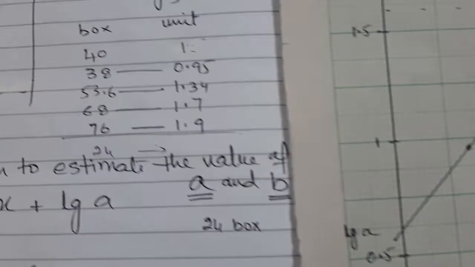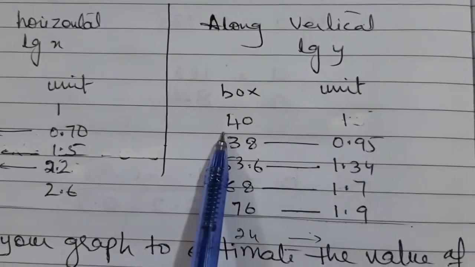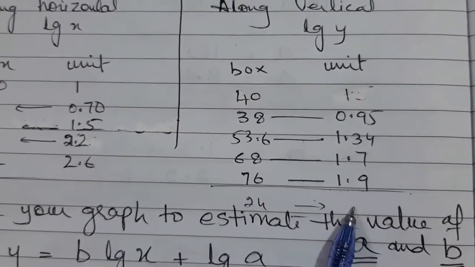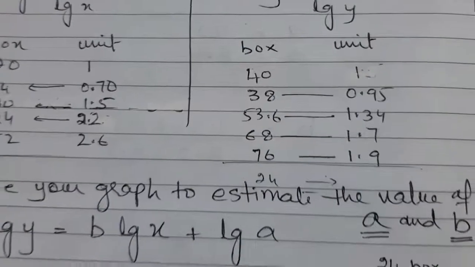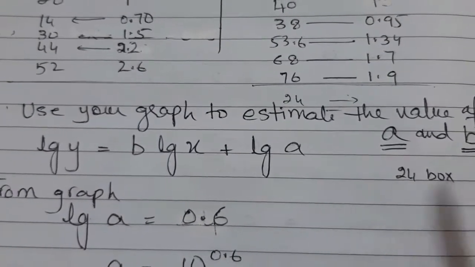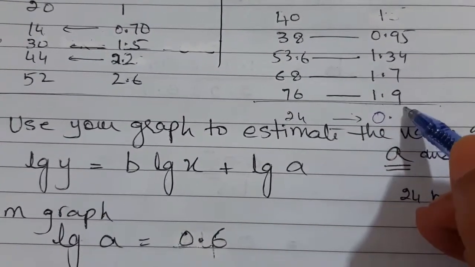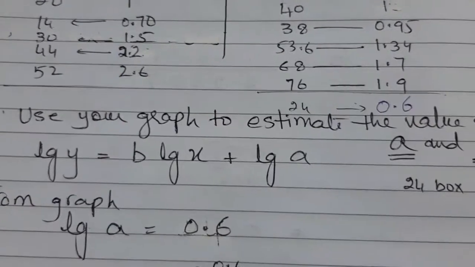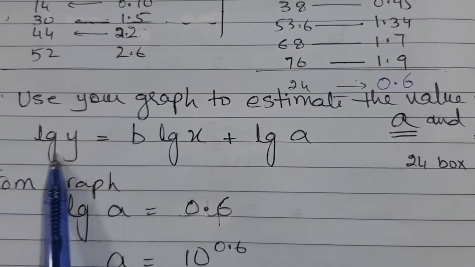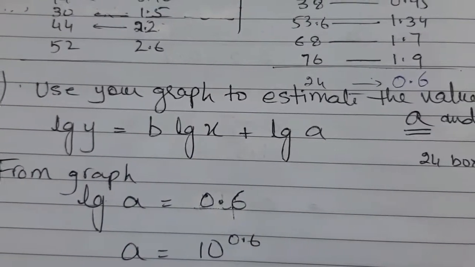Using this method, if 1 unit is 40 boxes, then 24 boxes equals to what value? So I did cross multiply and I got 0.6 as the answer. Okay, I got 0.6. Let me write here. So this is how I have found the value where it is intercepting the graph. Okay, so my graph is LGY equals to B LGX plus LGA.